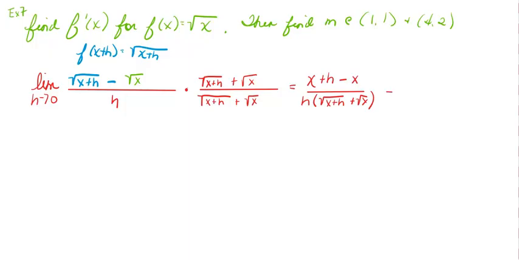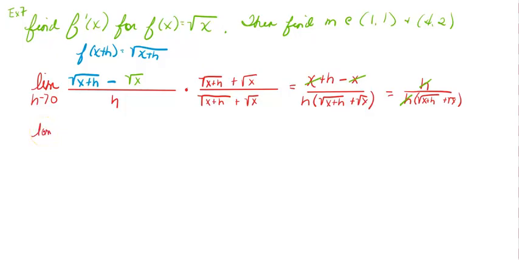Now, I can simplify this by subtracting the x's from each other on the numerator, and I'm left with just an h on the numerator over h times the square root of x plus h plus the square root of x. And now I can cancel my h's because they divide each other out.